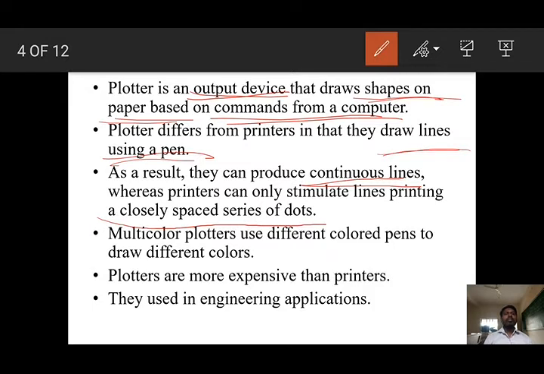For example, if another printer wants to print 1, how will it print? With closely spaced dots, it is simulated like 1, whereas the plotter printer will produce a continuous line with the help of a pen. Understand? That is the major difference between plotter printer and other printers.